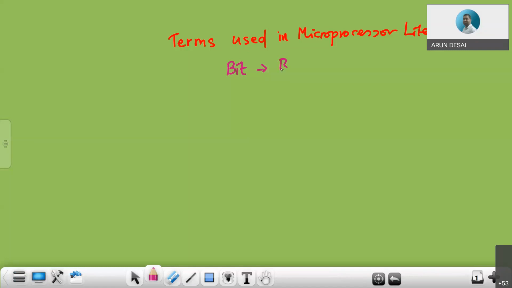Bit is basically binary digit, right? Bit is from digit and bi is from binary. A digit of a binary number or code is called a bit. Now, next is nibble. What is nibble? Group of 4 bits is called nibble.